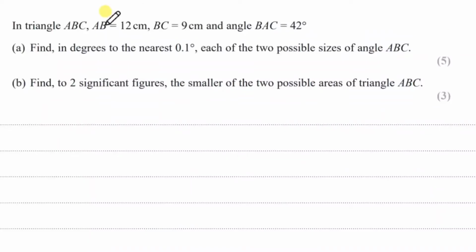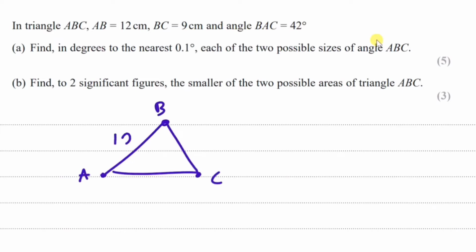Now, in triangle ABC, AB equals 12 and BC equals 9, yeah? And angle BAC equals 42 degrees. Cool. So let's just sketch this out for a second here. So you've got A, B, and C. AB is 12, BC is 9, angle BAC is 42.